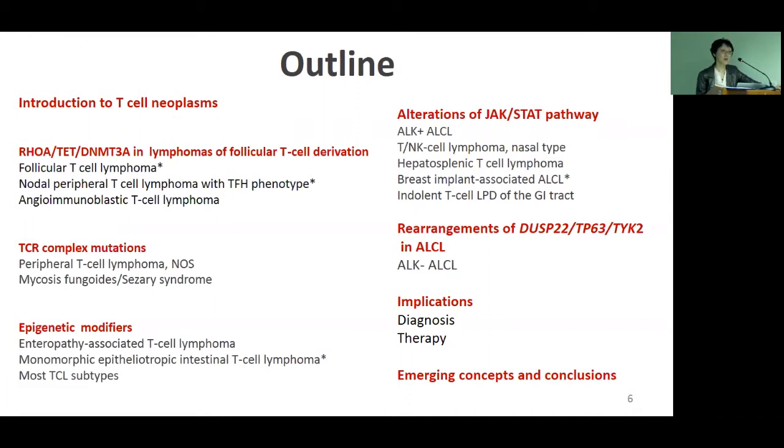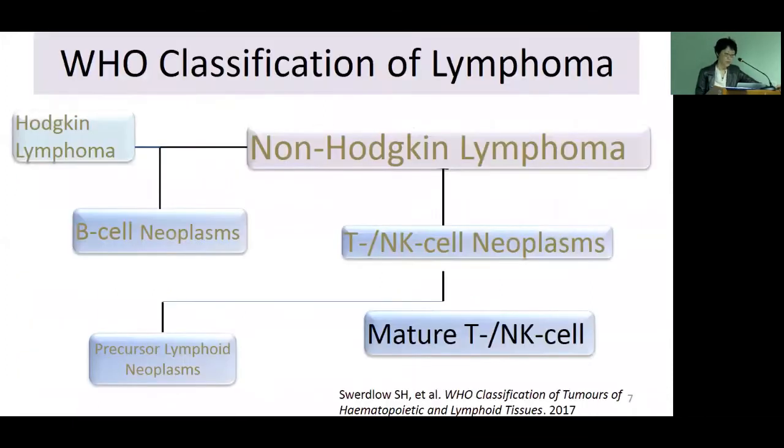And then rearrangements that seem to be highlighted in the ALK-negative anaplastic large cell lymphomas. And then talk about the implications that some of these data may have for diagnosis and therapy. So the WHO classification, very simply, mature T-cell malignancies are going to be the topic of discussion today. I'm not going to talk about any of the others.